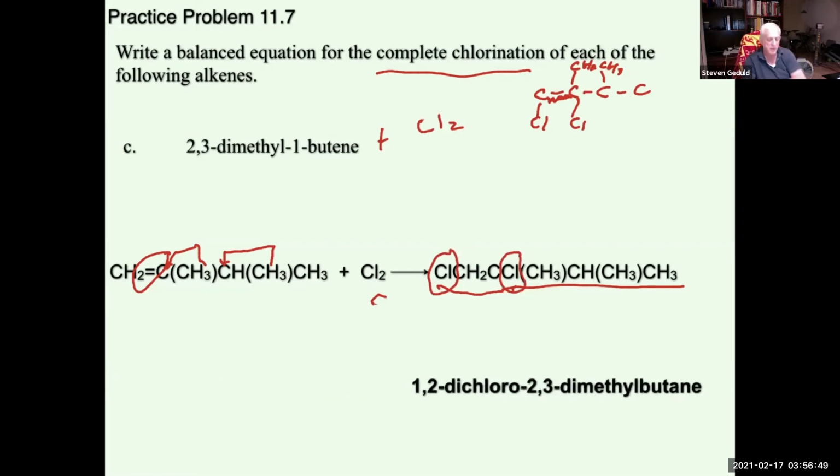Okay, so we end up with 1,2-dichloro. We added again right across the double bond. Number 1 and number 2 carbons each got a chlorine. So 1,2-dichloro, and the methyl groups stay the same. They don't move. 2,3-dimethylbutane instead of butene because it's a single bond now. It's saturated.